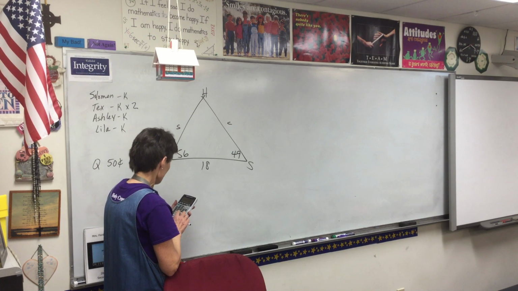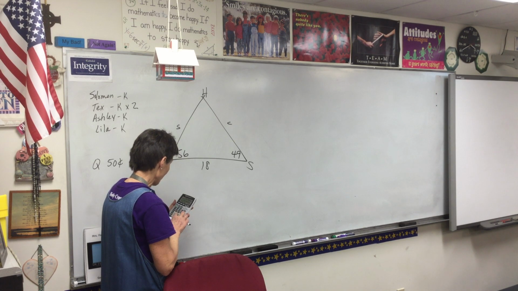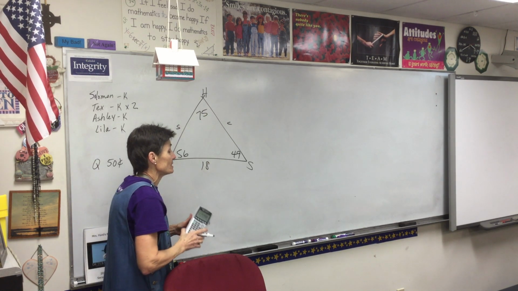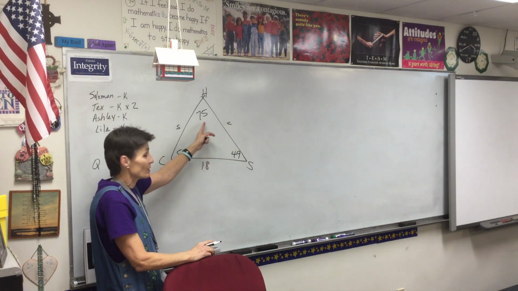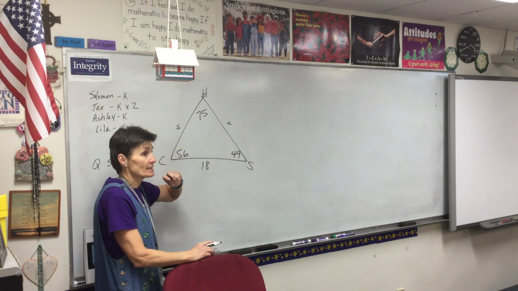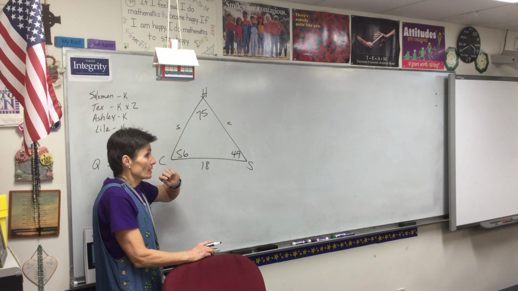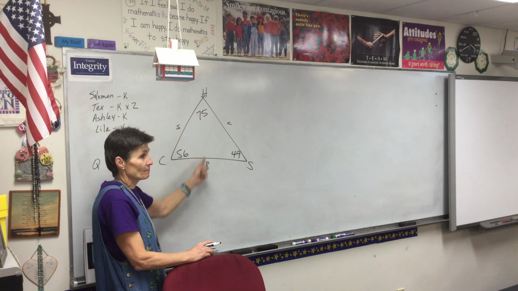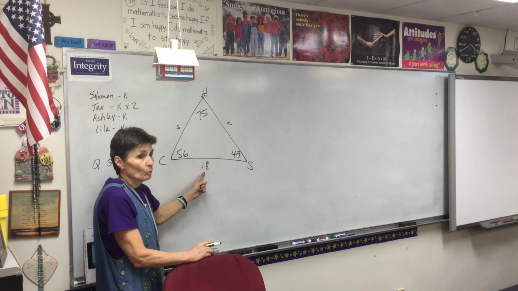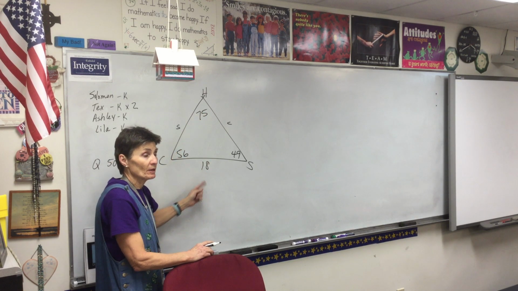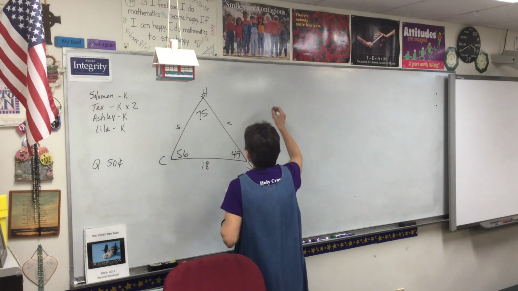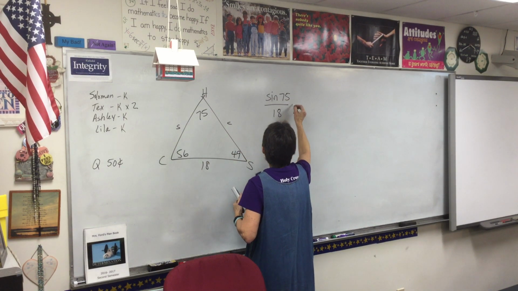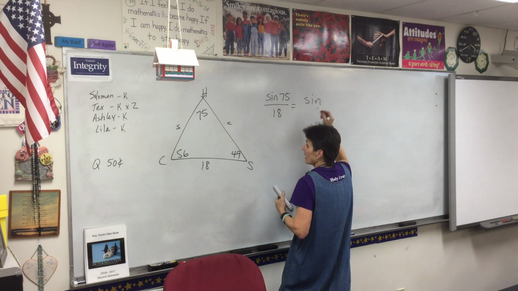Yes, I hear you, Hannah. You're saying something about find the other angle. So we can do that very easily. If we have two angles, we can find the third one very easily, right? And now, what do your beady little eyes spy? A pair. Which means we will set up the law of sines. So sine 75 over 18 equals sine what?